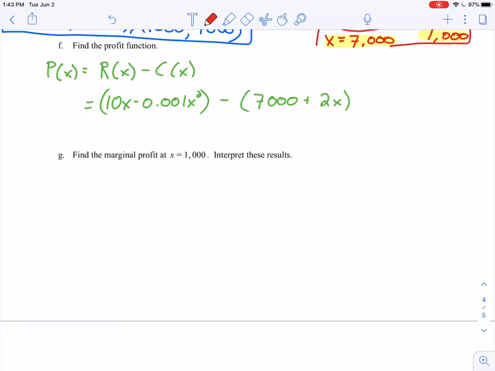So what I like to do here is I like to distribute that minus sign. I don't like subtraction. I always turn it into plus the opposite. So I'm going to change the sign on each of these. And I think this just makes it a little bit nicer to work with. So negative 0.001x squared. What else do we have? We've got 10x plus negative 2x. So that'll be plus 8x. And minus 7,000 right here. This is my profit function, P of x.